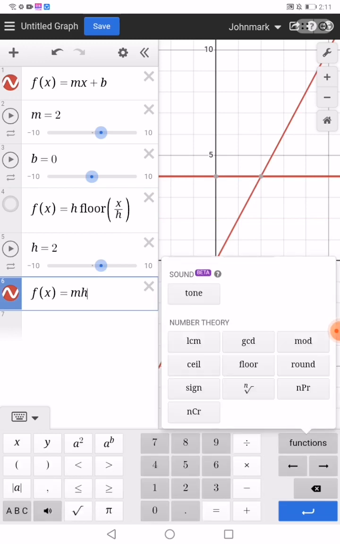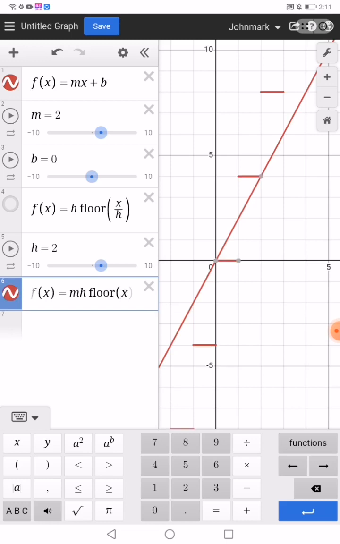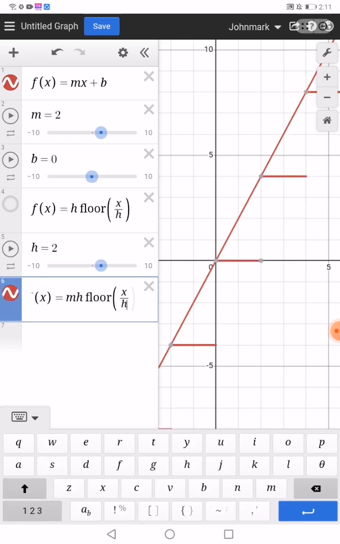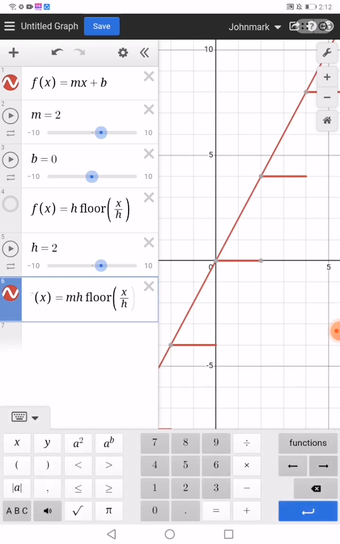One, floor of x divided by h. Okay, so we can see. Okay, good. Okay, now we can see already that the slope of this function here is the same as the original function mx + b, wherein the slope is 2 and the y-intercept is 0.